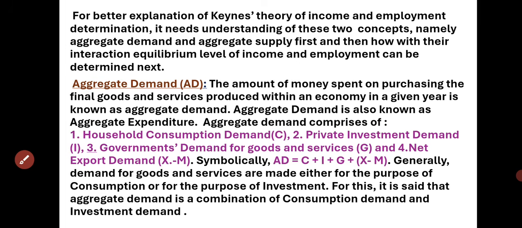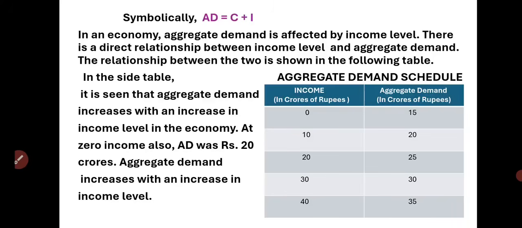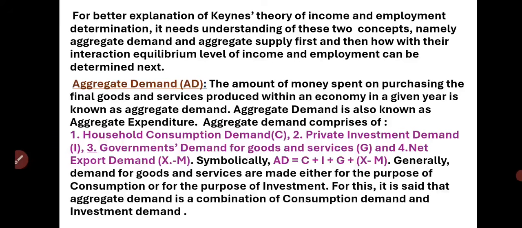For a better explanation of this Keynes theory of income and employment, we will briefly discuss the concepts of aggregate demand and aggregate supply again, and how, with their interaction, the equilibrium level of income and employment can be determined in an economy. That we will discuss now. First of all, what is aggregate demand?